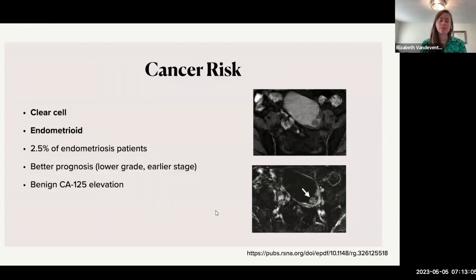The good news for these patients is that this typically is associated with a better prognosis. These are diagnosed at a lower grade and an earlier stage, which may in part be due to that we're screening these patients that have endometriomas with either ultrasound or MRI. And something that makes diagnosis of these patients difficult is that patients with endometriomas can have benign CA-125 elevation. So that's not technically a good marker in order for following them.